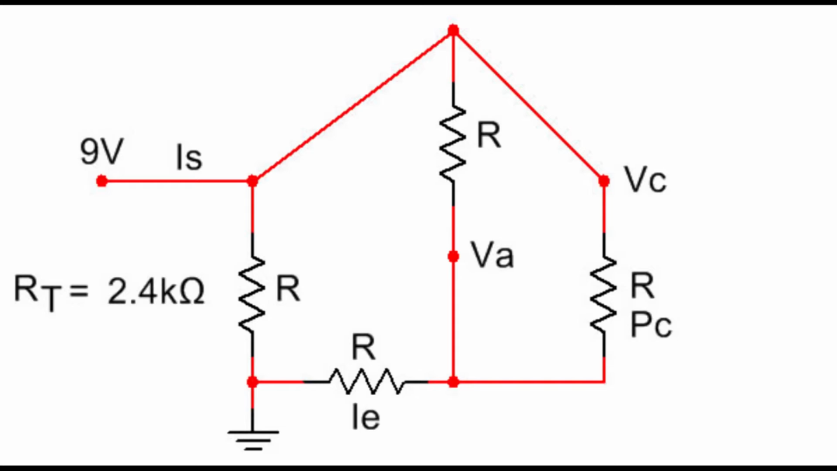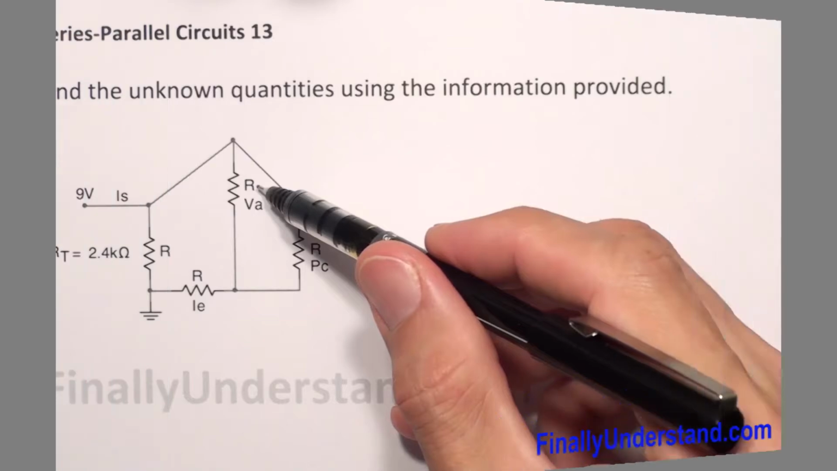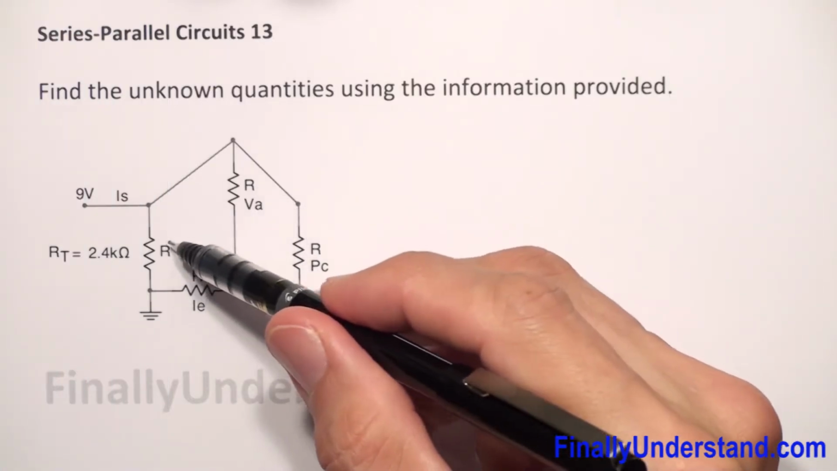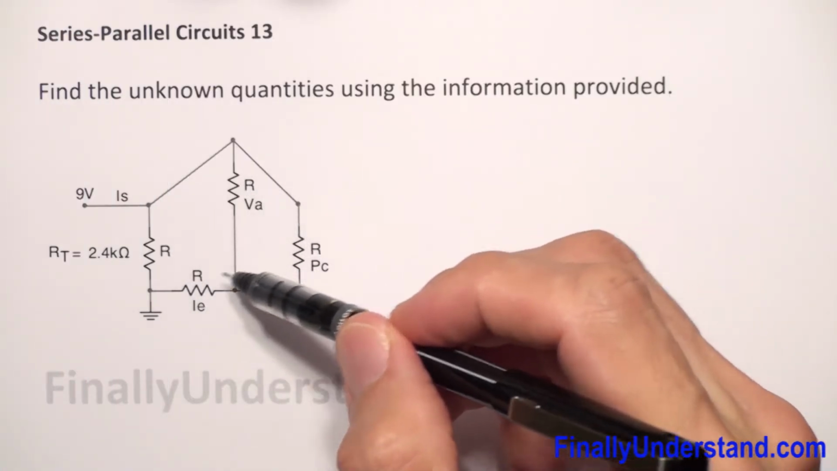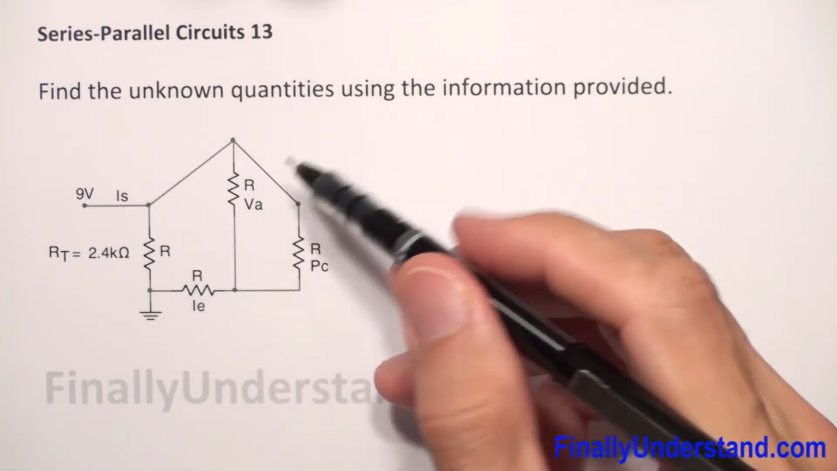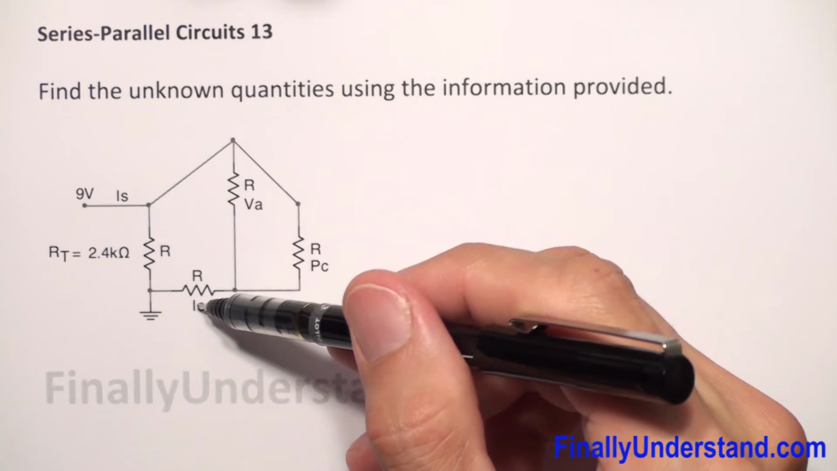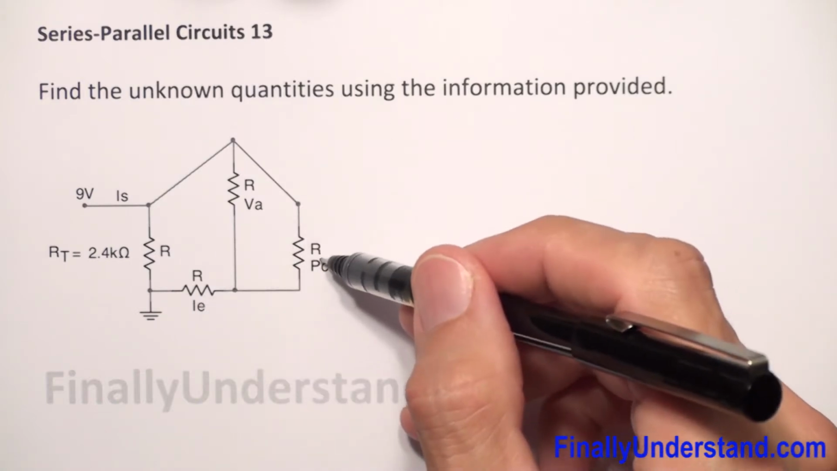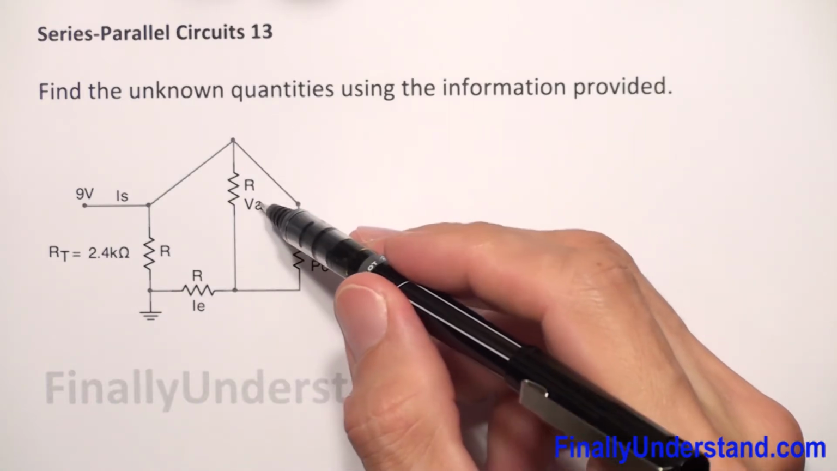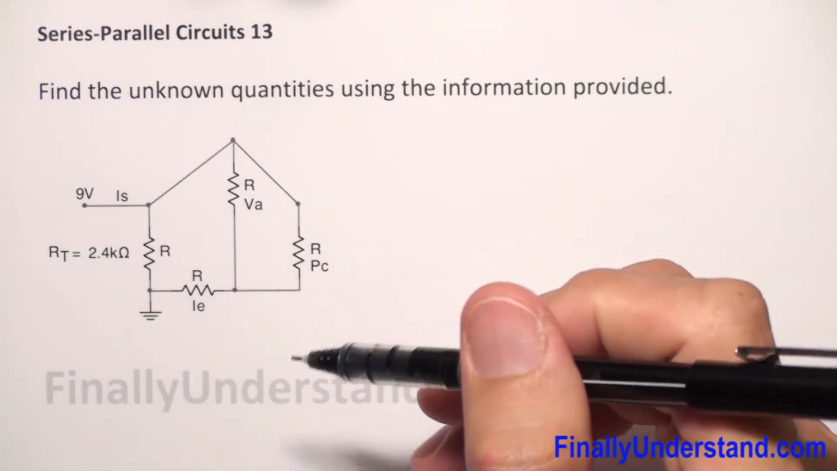Let's take a look at this example. In this problem, we're supposed to find the resistance R. Please notice that all resistors are the same. They have resistance R. And we're supposed to find the total current. We're supposed to find the current which goes through this resistor, power across this resistor, and voltage across this resistor.